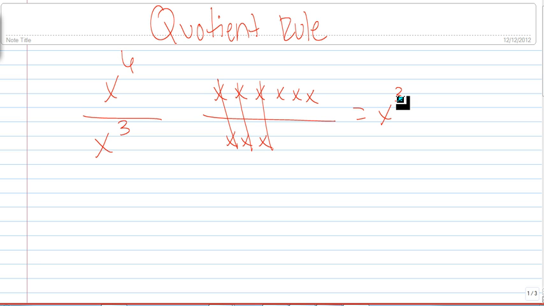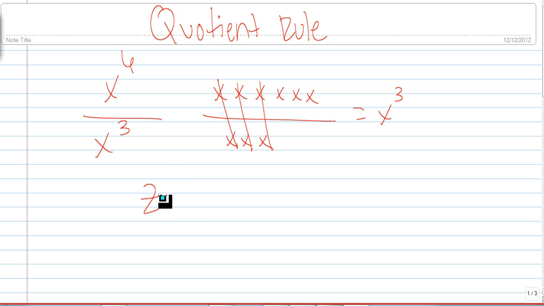So see, notice the rule. What you do is you look at your bases, you keep your like bases, and now you're going to subtract your exponents. If you have to, starting off, and want to expand it out like I did, that's totally fine. You can do that. But remember your rule. Quotient rule, subtract your exponents. Now let's do a couple more examples.